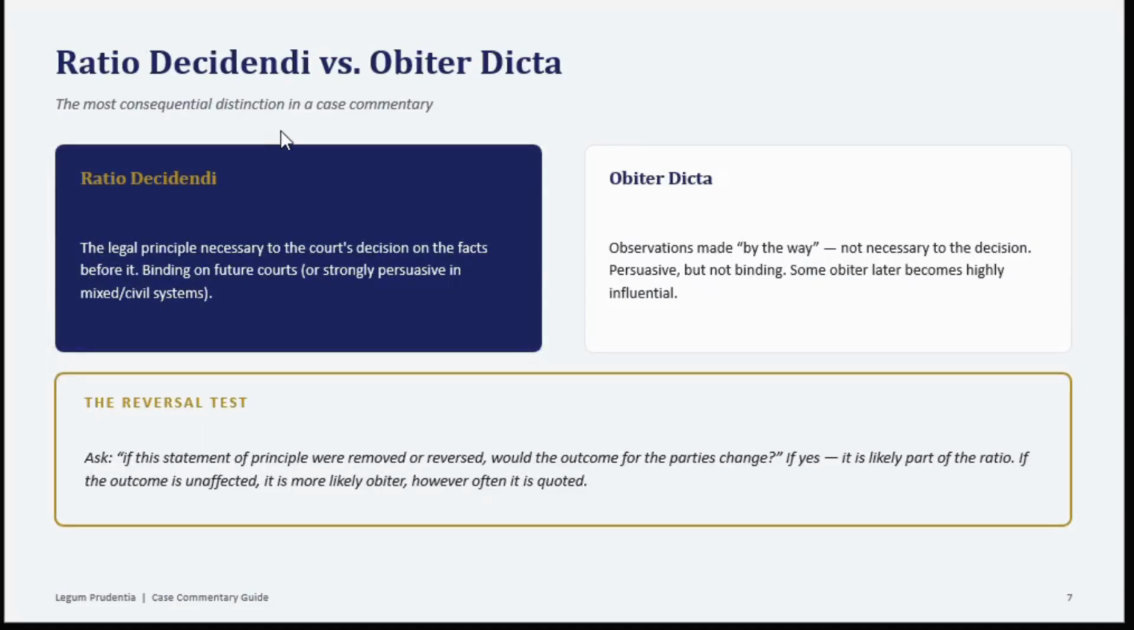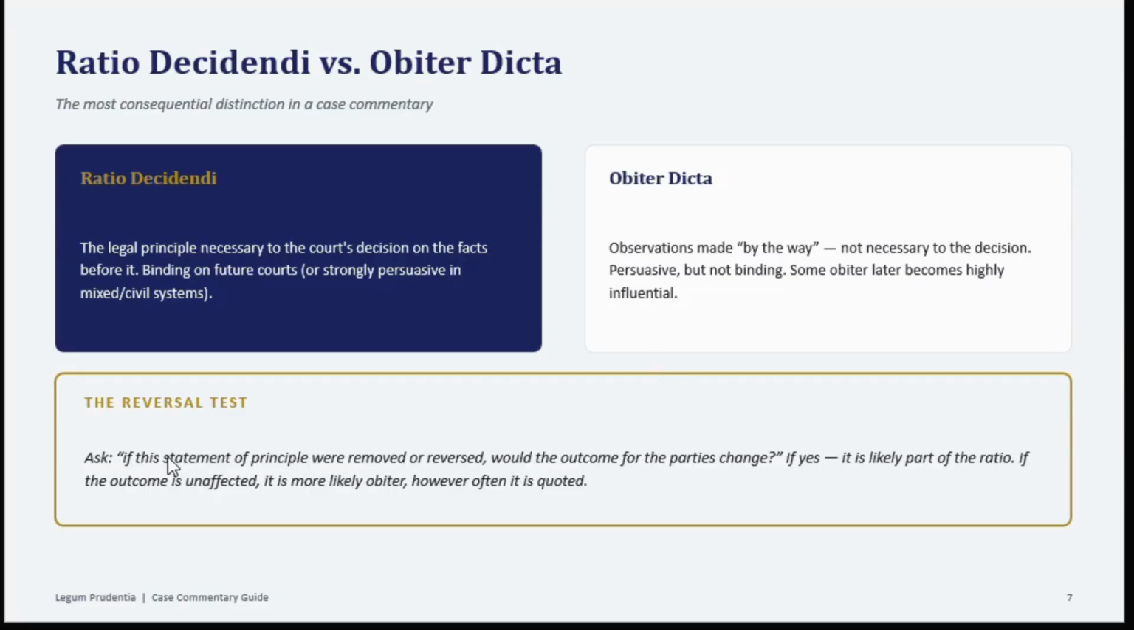Then, ratio decidendi versus obiter dicta. Ratio decidendi is the legal principle necessary to the court's decision on the facts before it, binding on future courts, or strongly persuasive in a mixed civil system. And obiter dicta are other observations made by the way, not necessary to the decision, persuasive but not binding. Some obiter later becomes highly influential.